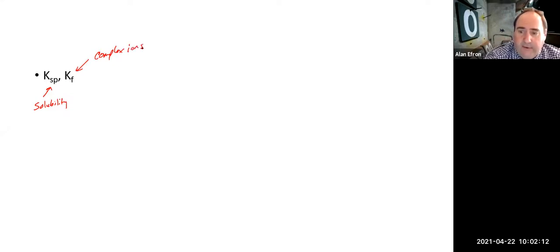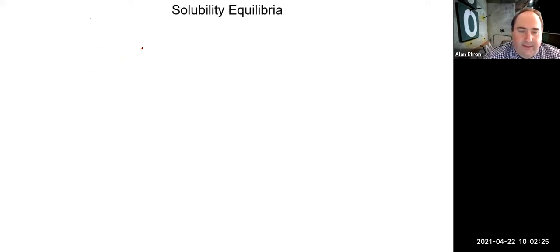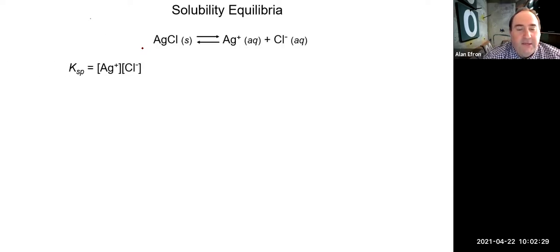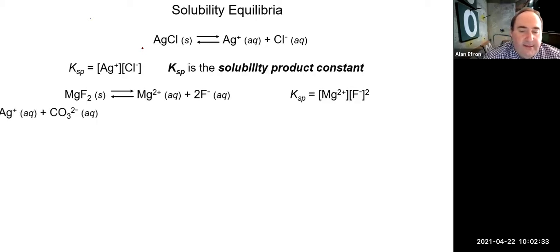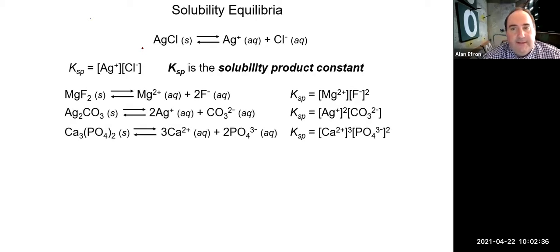So we could add them to our ever-growing list of K values: Ka, Kb, Kw, Kc, Kp, Ksp, Kf. Like we talked about at the beginning, we're going to hit pretty much every K that's known to man here in this class. So let's first talk about what Ksp is and what the deal is with Ksp. Well, Ksp is really for things that are insoluble.